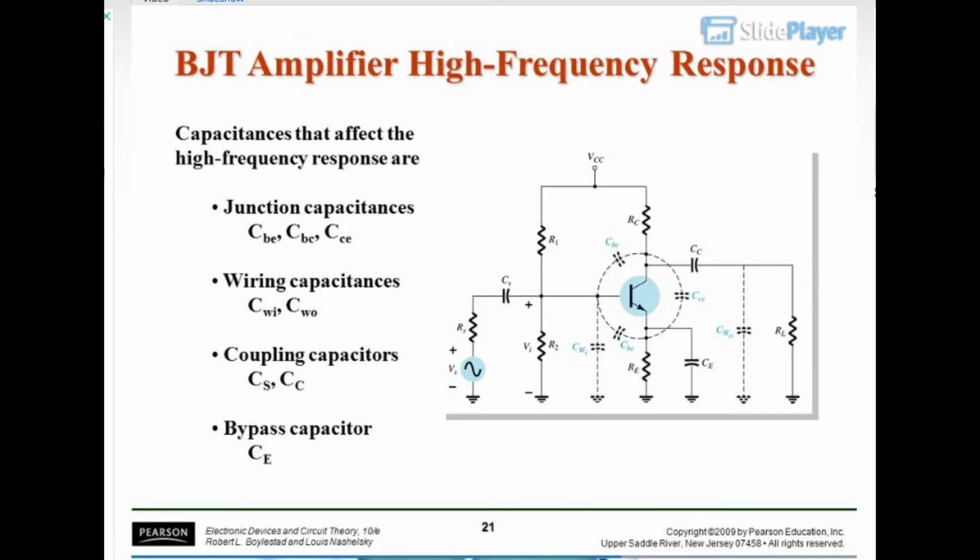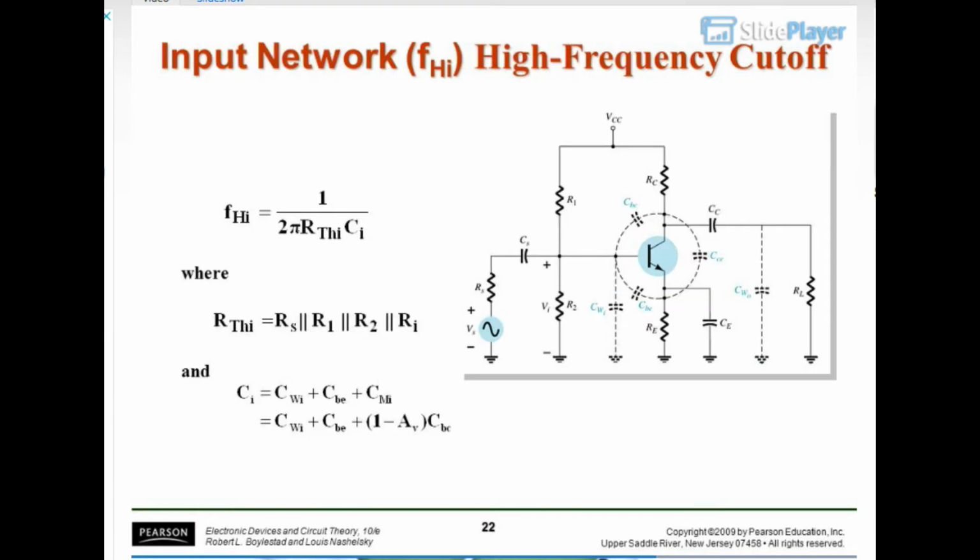20. BJT amplifier high frequency response. Capacitances that affect the high frequency response are junction capacitances, CBE, CBC, CCE, wiring capacitances, CWi, CWo, coupling capacitors, CS, CC, and bypass capacitor, CE.